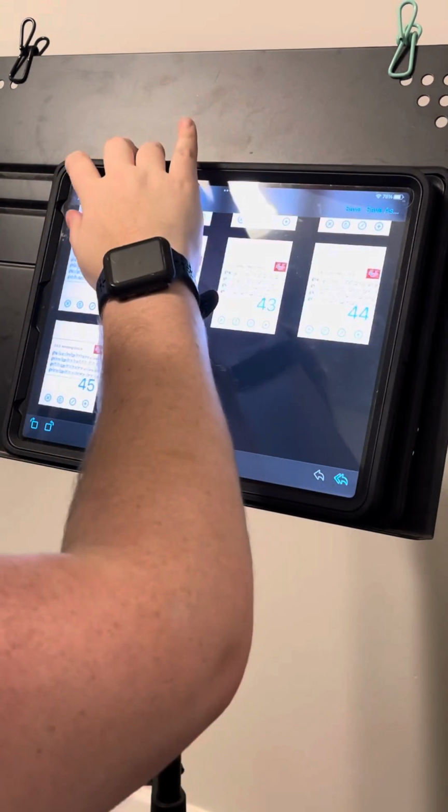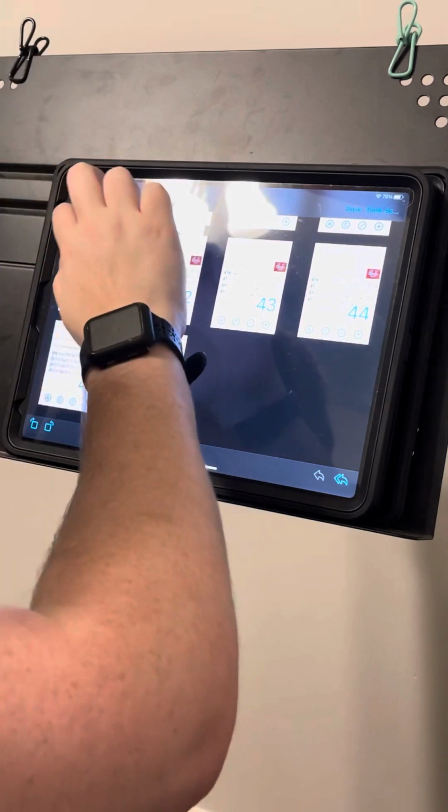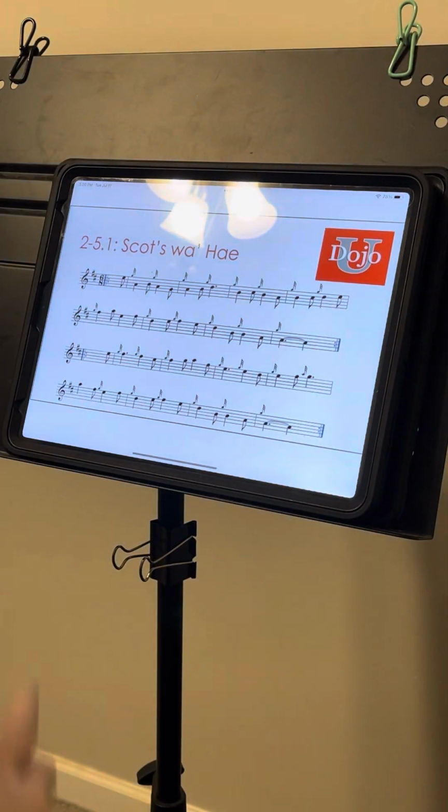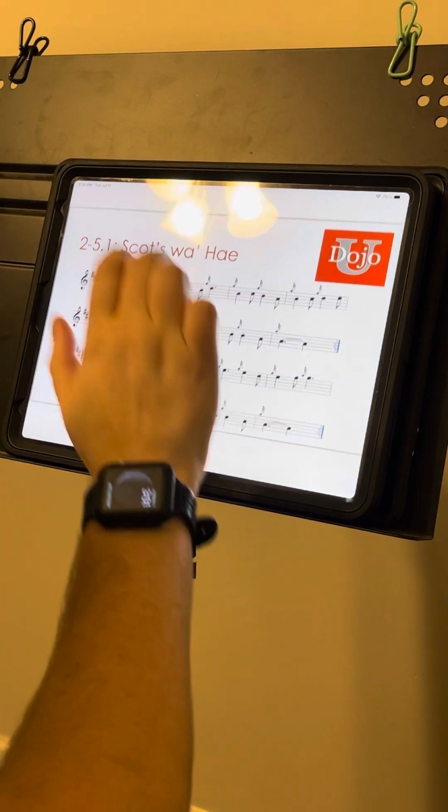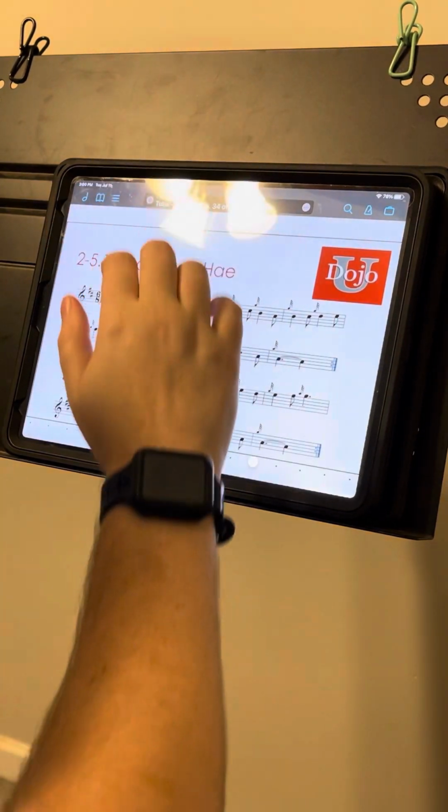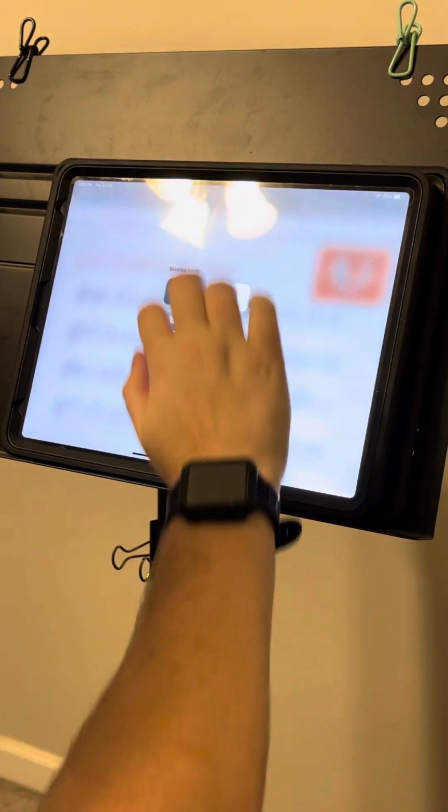So I'm going to get out of here. We're going to discard changes. Don't need to do anything with that. But anyway, here's my tune that I have turned 1 page into 4 pages because of the repeats.